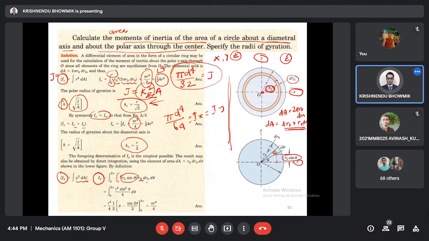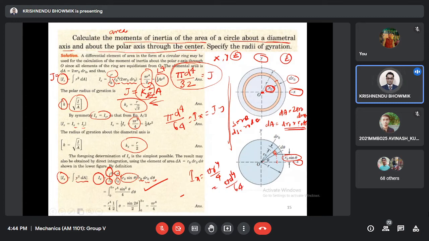See, last time s equals r theta, so ds will be r0 d theta. So this is r0 dr0 d theta. In the double integration, theta varies from 0 to 2 pi, r varies from 0 to r. If you do the calculation correctly, you will get the same value. Ix will be pi r power 4 by 4, or pi d power 4 by 64.